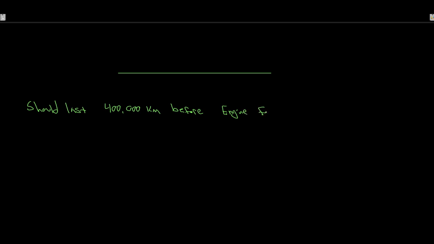So let's suppose that we believe that a vehicle should last 400,000 kilometers before complete failure, right? So before engine failure. And really, this is on average. We would expect that on average, a vehicle is going to last 400,000 kilometers before complete engine failure.